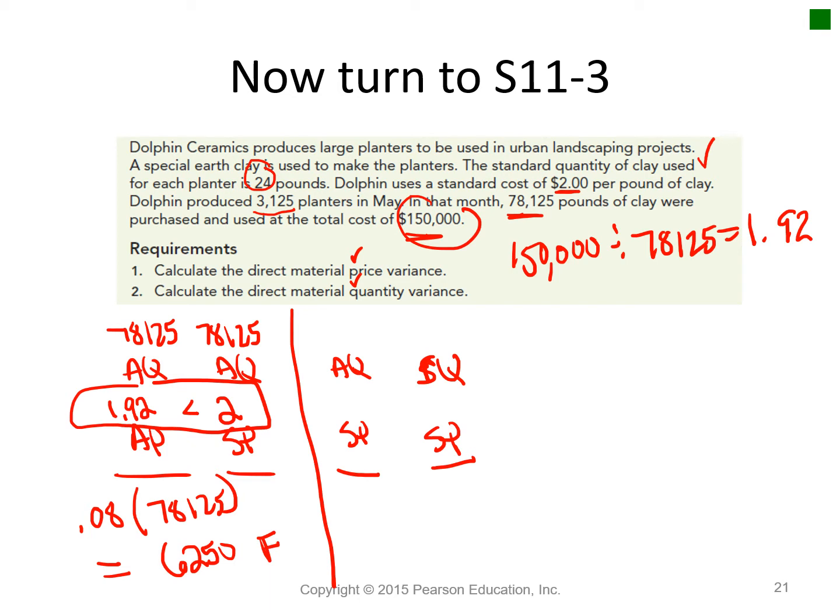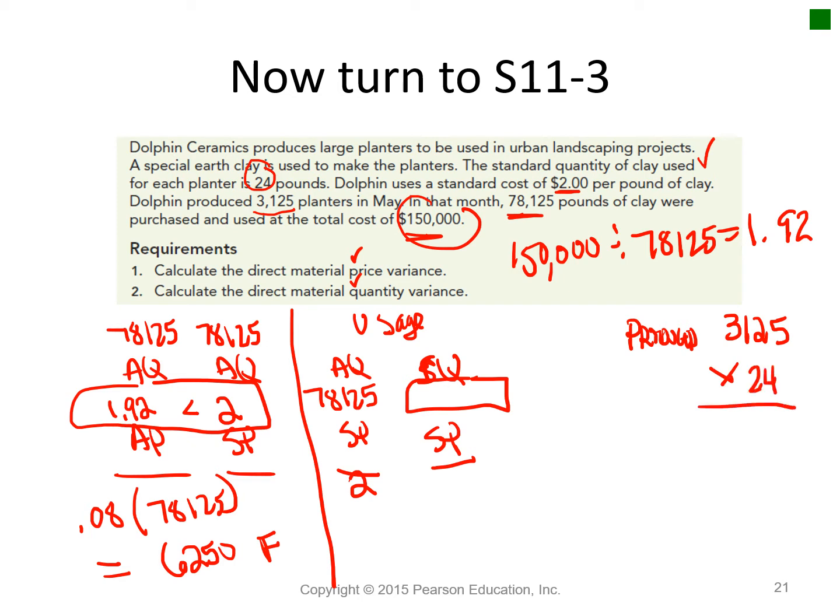favorable. Now, for the quantity variance, because this is based on what you used, it said they used 78,125. Okay, the standard price is still $2. What you need to calculate is the standard quantity. Well, the standard quantity is what you produced, which in this case was 3,125 planters, and you're going to multiply that by 24. That's that standard quantity. That's going to give you right at 75,000. So that's SQ, or they call it SQA, is what you have to calculate for your standard quantity.